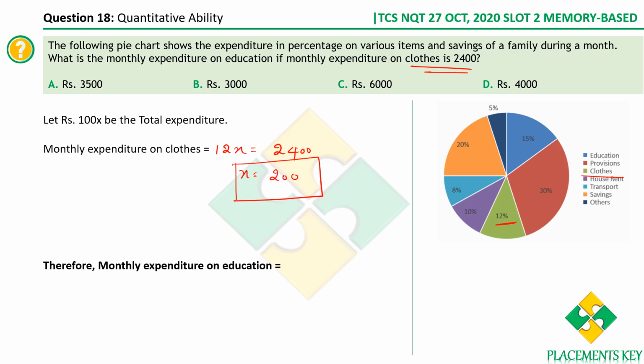Therefore, what is the monthly expenditure on education? Education is the blue color, this one, before the red color. This one is 15%. So 15% of 100x, which is 15x. We already know the x value. So what is 15 into x? 15 into 200 gives us 3000 rupees. Therefore, the monthly expenditure on education is rupees 3000.